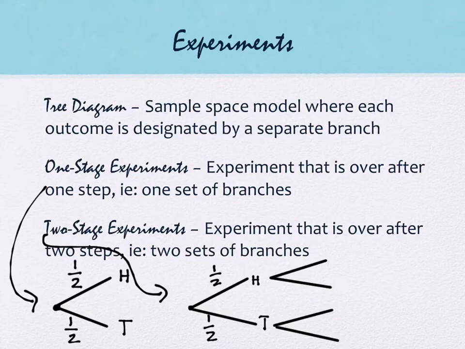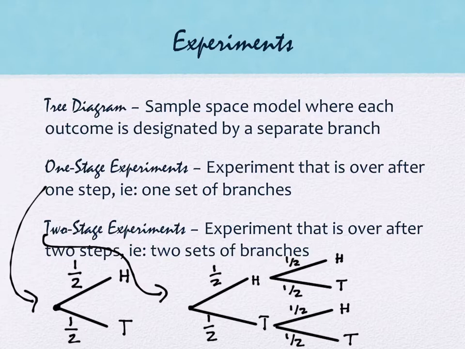So if I flipped a head, I could either flip another head or another tail. The same thing's true if I did it again, right? Heads and tails down here. And again, each of those are equally likely. I have a 1 out of 2 chance of those things happening. So again, my tree diagram represents outcomes that are equally likely here, and that's not always the case.